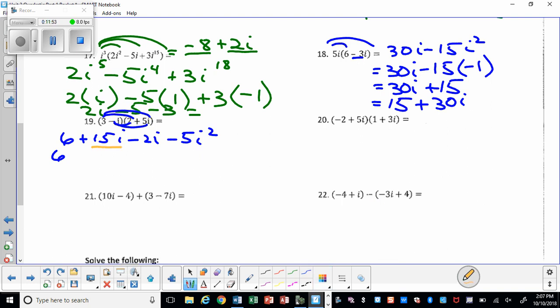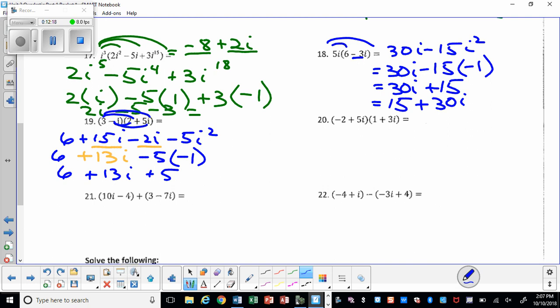So these are like terms, just like x's. So 15 minus 2 is 13, so I have 13i. And then now I've got negative 5, and then i squared is negative 1, right? So negative 5 times negative 1 is a positive 5. Right, so I have 6 plus 13i.